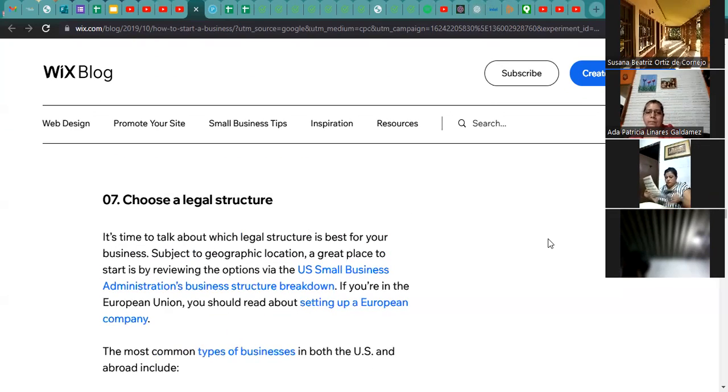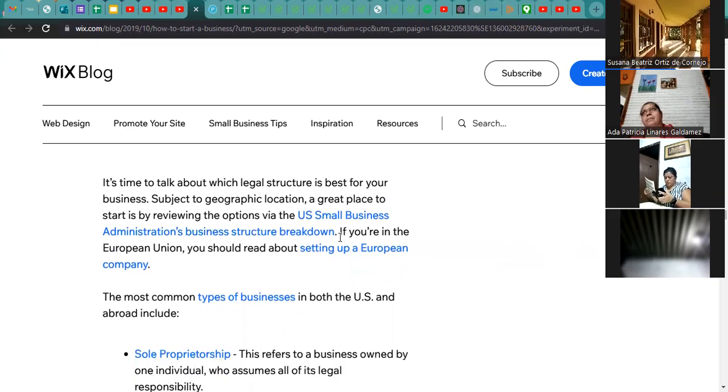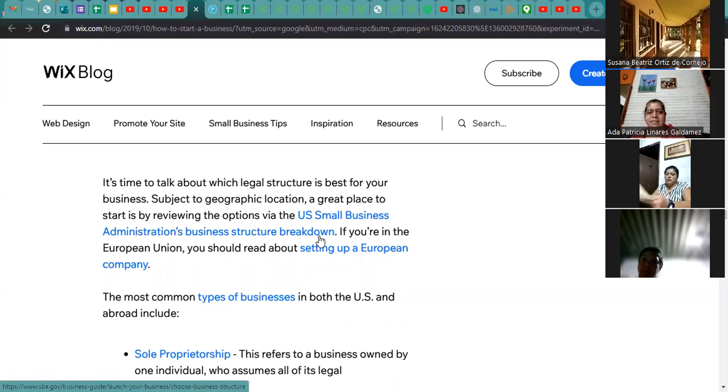Good. Let's check some vocabulary in this. There were not that many, but we can check some of them. Breakdown. What is breakdown? I know what breakdown means, but in this case, a business structure breakdown, I do not understand what it means in this context. Yeah, breakdown is to break. It's like different parts, right? What are going to be the parts that you are going to put together so you can build the business?